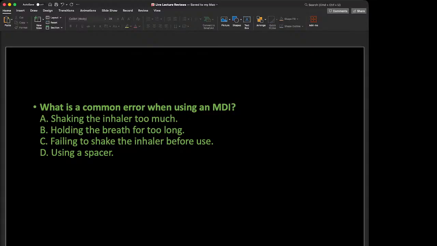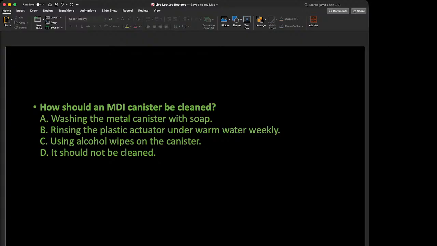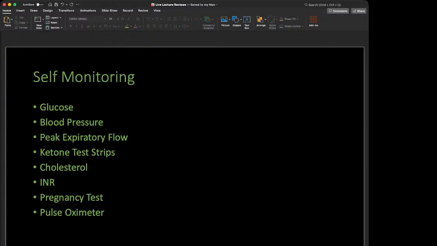What is the common error when using an MDI? As I mentioned, not shaking the inhaler is really what happens when patients forget. So it's definitely a good idea to let them know to shake the inhaler before using. Obviously, failing to shake is going to be the answer here. How should an MDI canister be cleaned? Yes, it's going to be answered that.